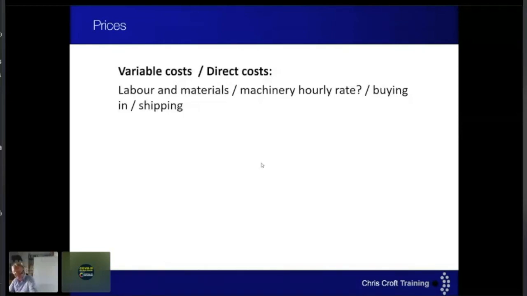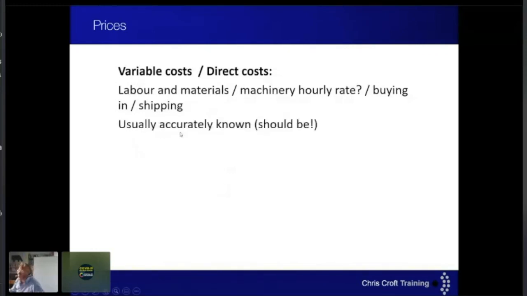So I'm holding a can of Coke here. The variable cost or the direct cost of making this Coke was the can, which is probably about 3 pence, and then the Coke inside, which is probably another 3 pence. And I guess maybe there was some labor involved in making it. It's probably pretty automated, but the variable cost is very low. It could be an hourly rate for the machinery to run that, but obviously it makes about 1,000,000 cans of Coke an hour. So per can, it's very, very cheap. And it might be the cost of buying stuff in and shipping it out again. So those are the costs directly attributable to a product.